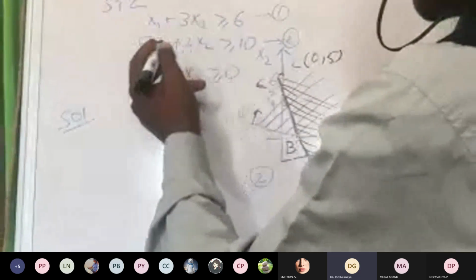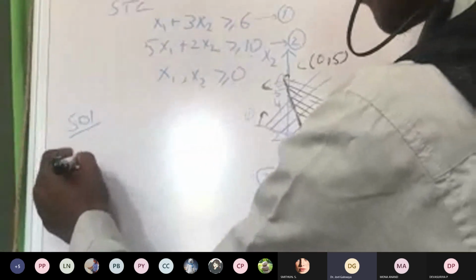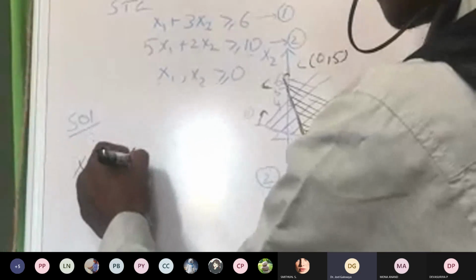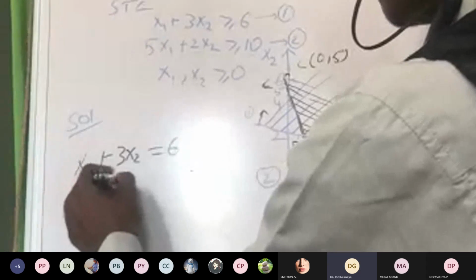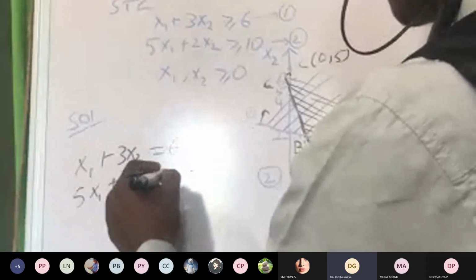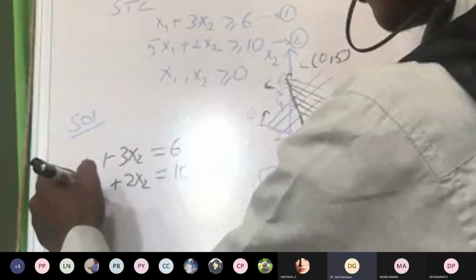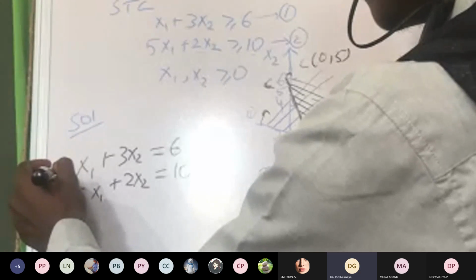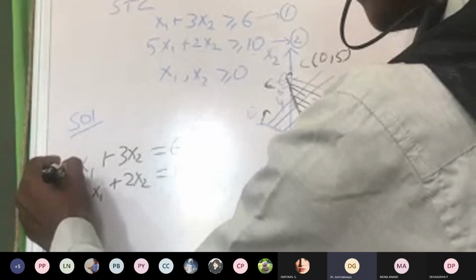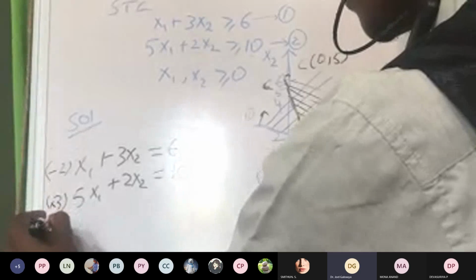All right. The way you're going to find this one, let's say we want to do x1 plus 3x2 is equal to 6. All right. 5x1 plus 2x2 is equal to 10. Now I'm going to multiply the first equation by minus 2, and I'm going to multiply this by 3, so that I can solve it.